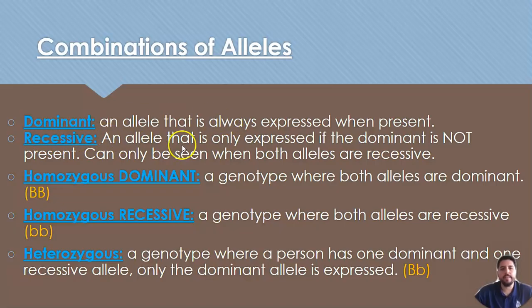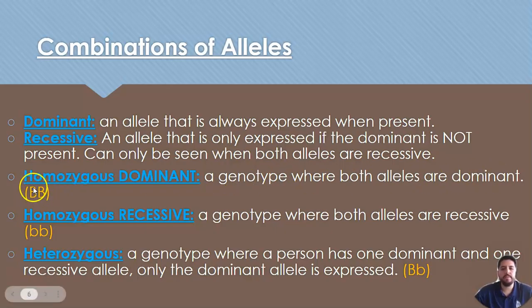Recessive alleles are alleles that are only expressed if the dominant is not present and can only be seen when both alleles are recessive. So since you get half of your DNA from mom and half of your DNA from dad, you get two sets of genes for every trait. So here are the combinations that are possible. You can have a homozygous dominant genotype, which is where both alleles are dominant.